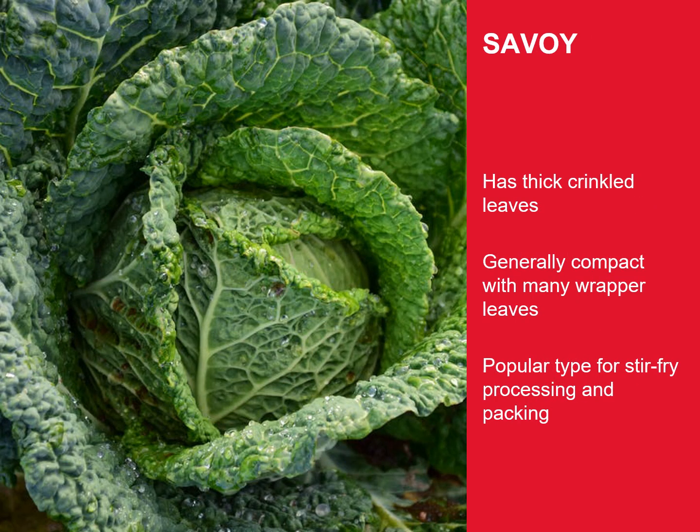And then we have the Savoy cabbage. That's characteristic because of its crinkled leaves, which are quite thick and waxy. They're generally quite compact heads with many wrapper leaves around the head of the cabbage, and it's quite a popular stir-fry and processing ingredient, as it can be chopped and shredded and incorporated into those products.